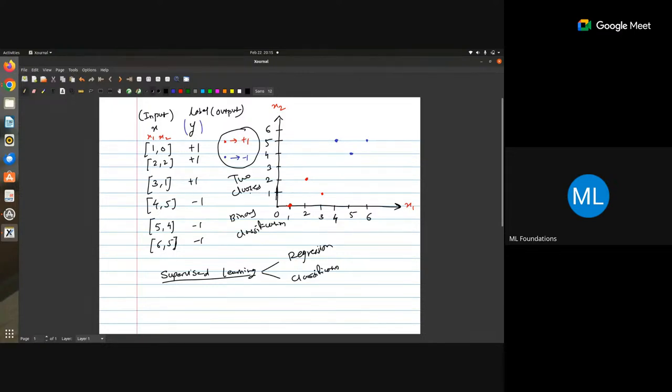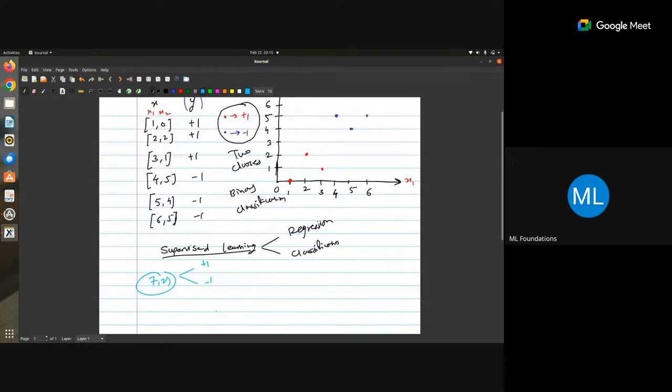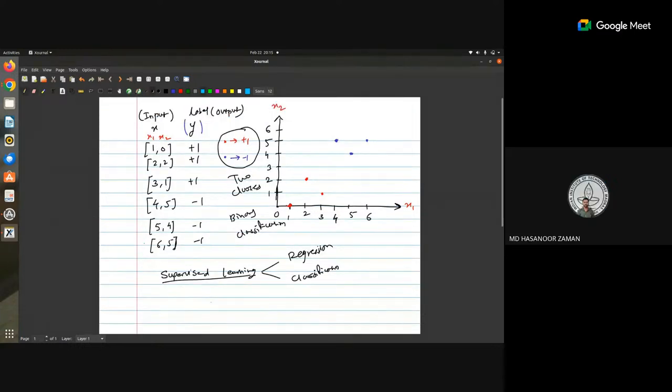But we have to model it. We have to model it means we have to find a function such that if any new point is given to you, suppose I give a new data point, say 7, 2, I need to classify whether it belongs to the +1 class or the -1 class. So I have to model this data set, and model means I need to find a function such that it will classify the new data point, correct? Understand? Okay.